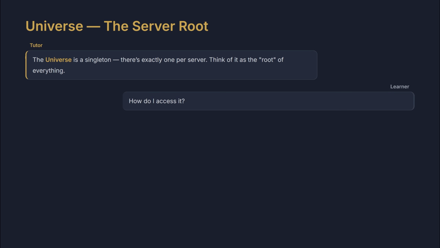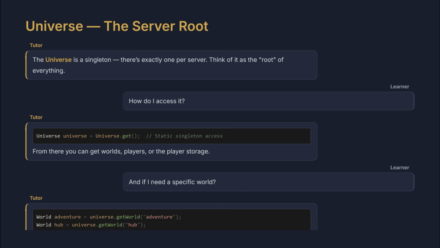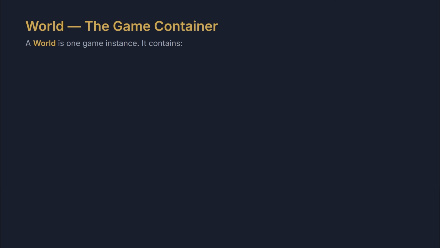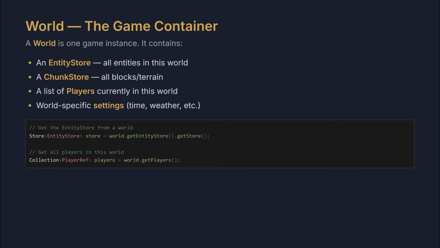So you might ask, how do I access it? You just call universe.get. From there you can get worlds, players, or the player storage. And if you need a specific world, well, then you can call the world, just as easy like that. So the world is the game container. A world is one game instance. It contains an entity store, like all entities in this world, a chunk store, all blocks and terrain, a list of players currently in this world, world-specific settings like time, weather, and so on. Like we can get the entity store from a world and then get all players in this world with the methods you see on screen.